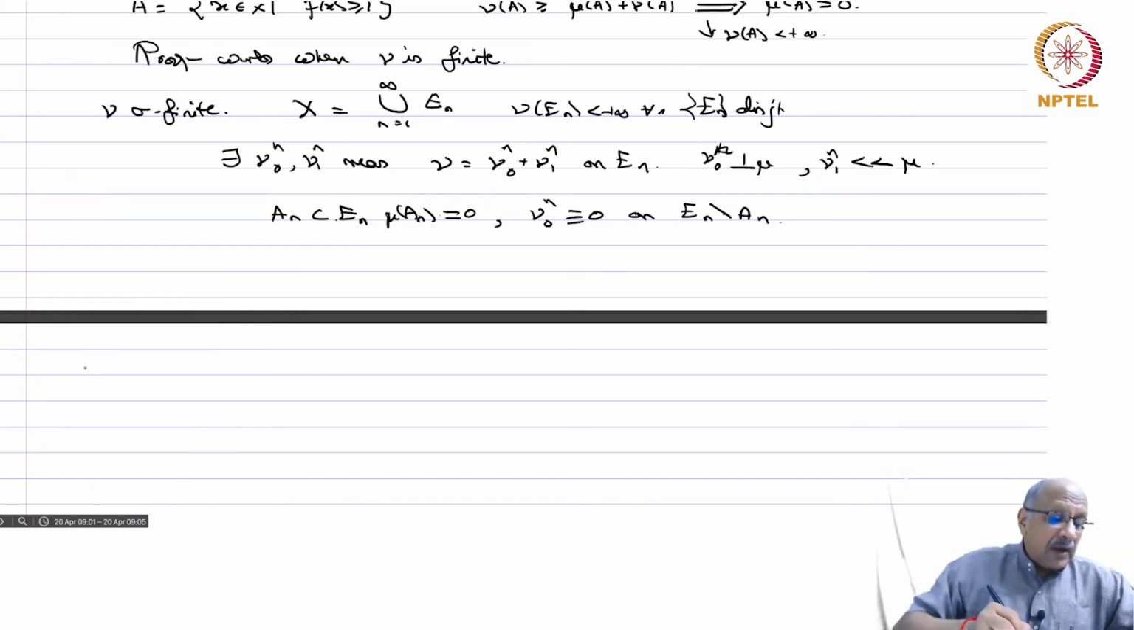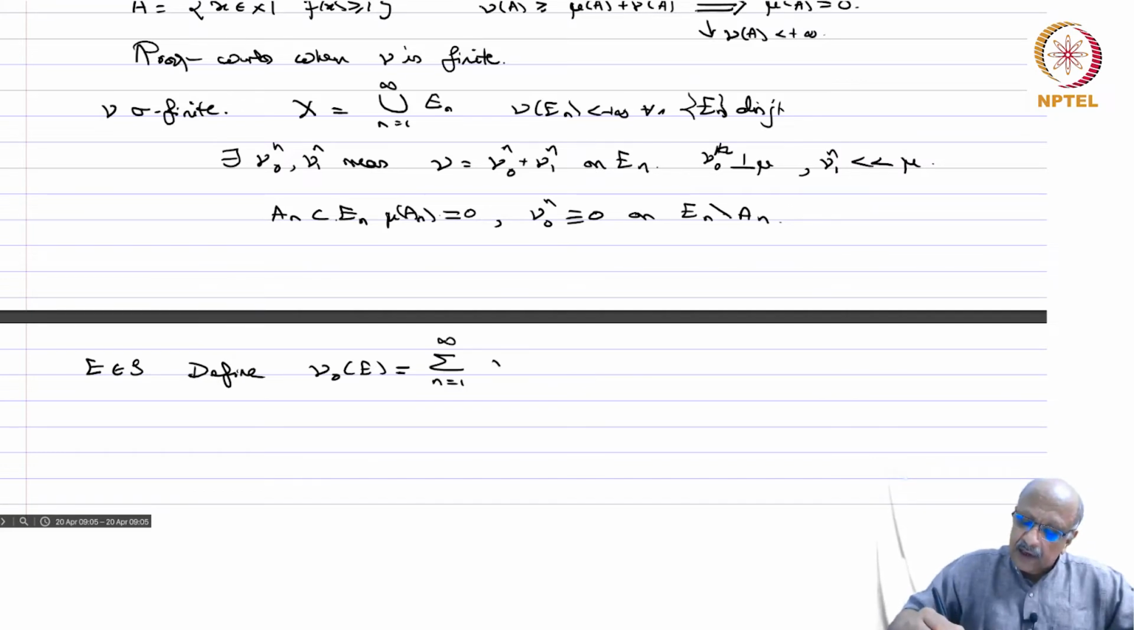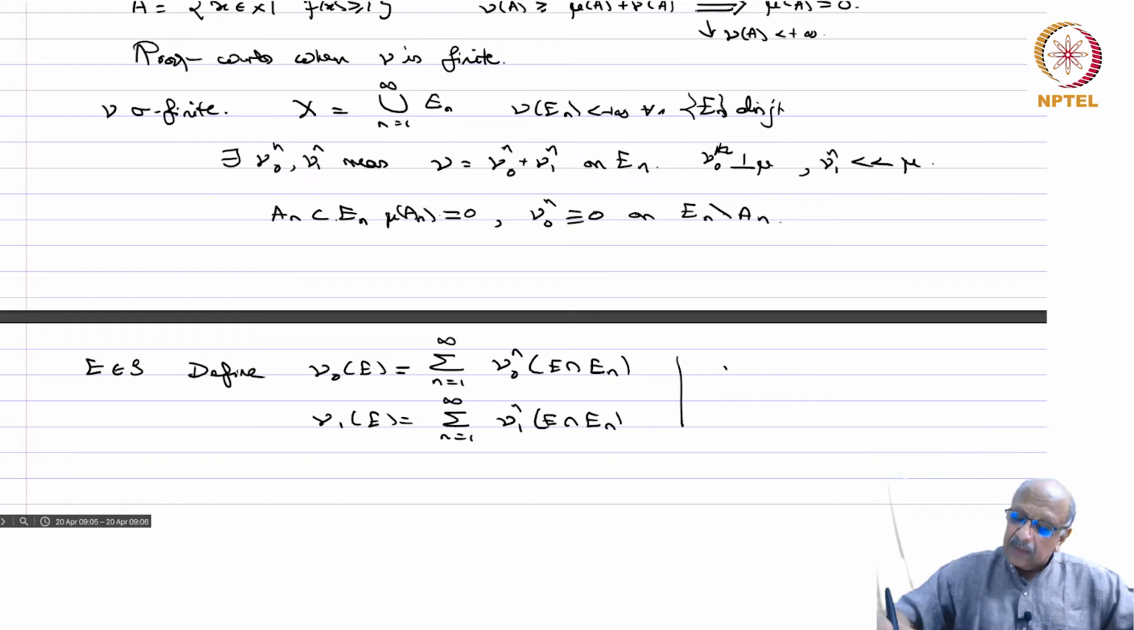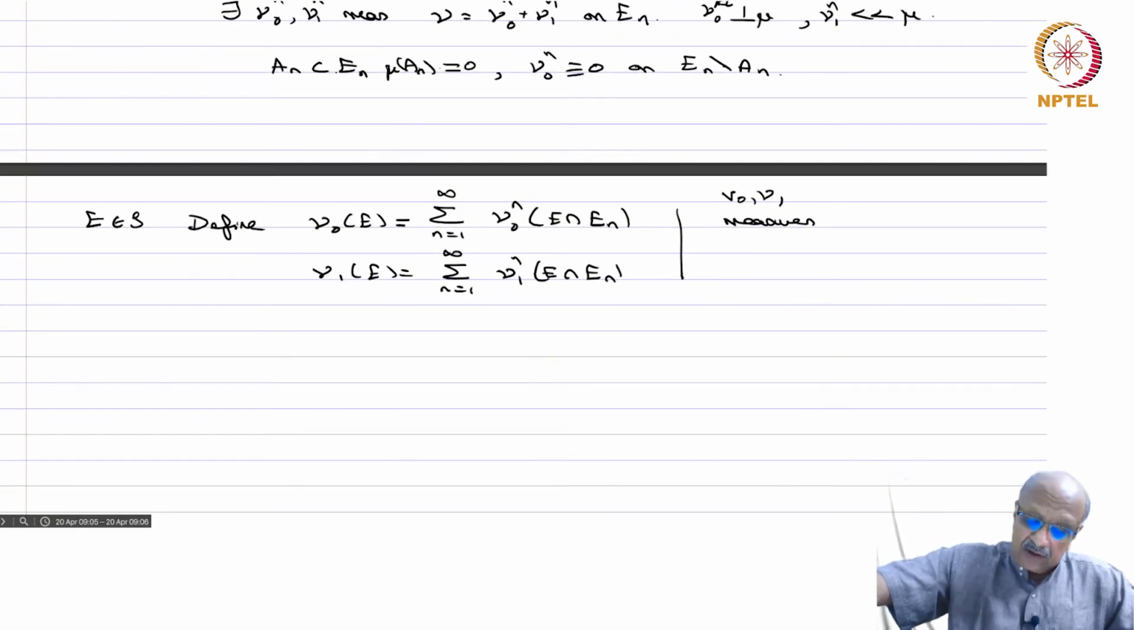Now if E is in the sigma algebra, you define nu_0 of E as the sum n equals 1 to infinity of nu_0n of E intersection E_n, and nu_1 of E equals the sum n equals 1 to infinity of nu_1n of E intersection E_n. It is easy to see that nu_0 and nu_1 are measures. Countable additivity is simple because the E_n are already disjoint, and then further you have a disjoint union, so you apply countable additivity in each one of them. Double summation is no problem because everything is non-negative. Fine.